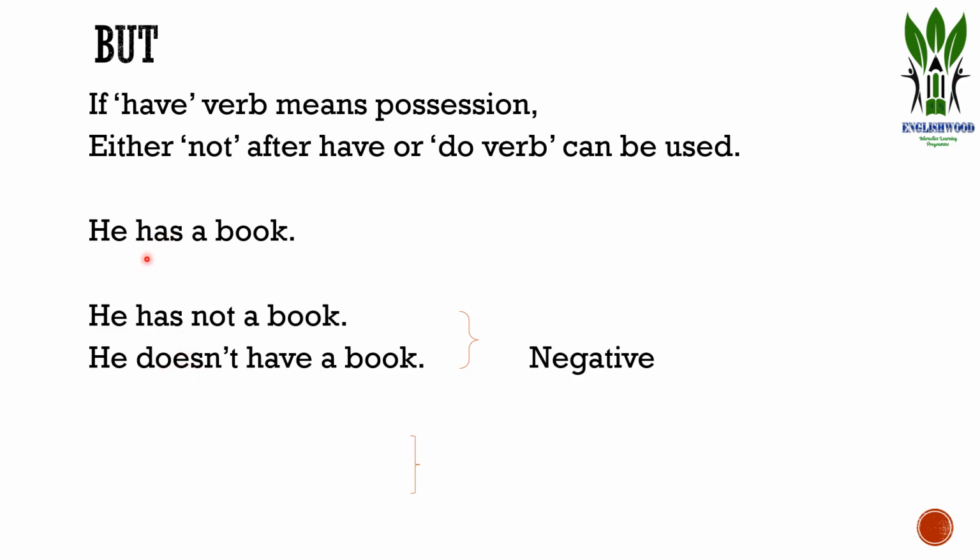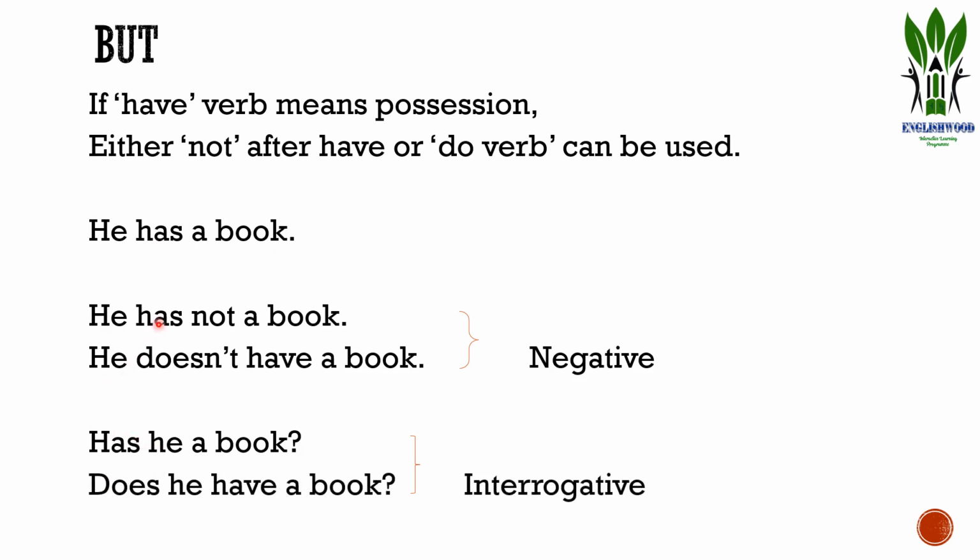When it is a main verb, then has means a does verb. Therefore, does and not, doesn't. Then has changes into verb 1. The main form of has is have. Has is also a have verb. Therefore, he does not have a book. So he has a book becomes, has he a book, interrogative. And he does not have a book becomes does he have a book, when there is does. So this is how it works when there is only the have verb and no other main verb. At that time you can say has not also, but we can also use does.